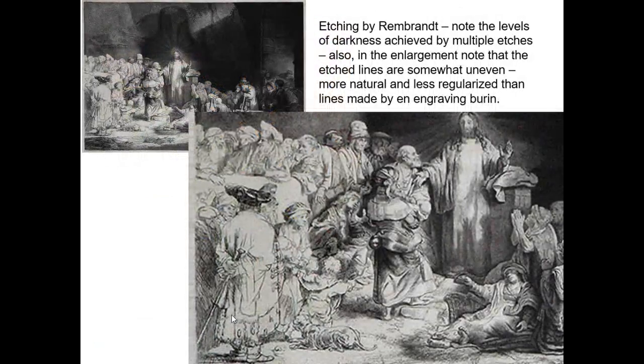So here's an etching by Rembrandt, and you can see that the etching kind of combines two aspects. It can have very regular, even mark making like we saw with engraving. It can have more hesitant or sketchy mark making like we saw with dry point. But most importantly, it allows us to create different levels of dark because we can etch more than once, and so we can make some lines etched deeper than others. We can make some areas etched deeper than others.